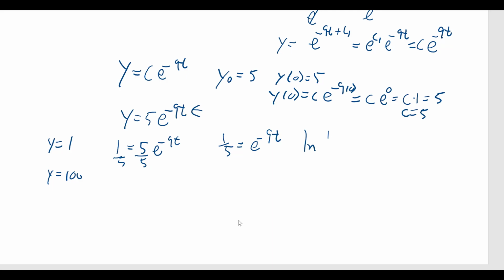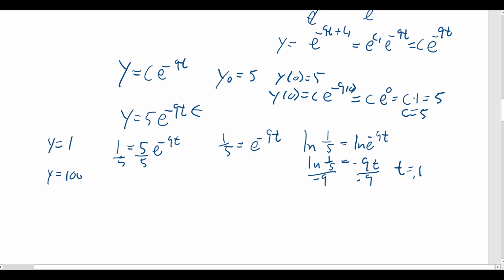Take the natural log of both sides. So natural log of 1/5 is negative 9t. Divided by negative 9, we have t equals, I get 0.1788264347 as far as my calculator goes. All I wanted was the first 4 decimals, but okay. Now let's look at the other one.